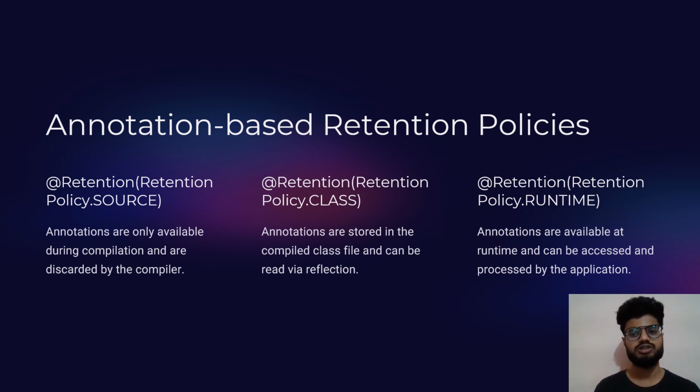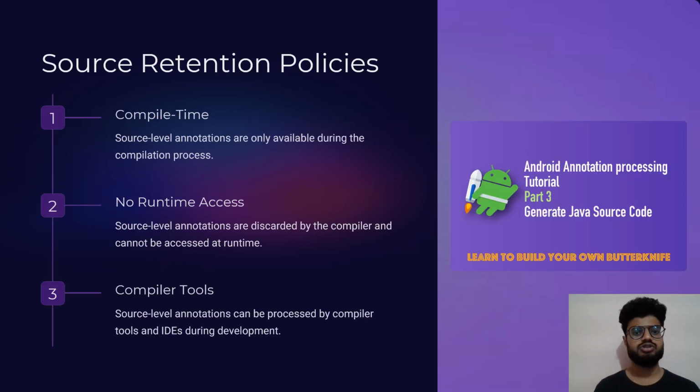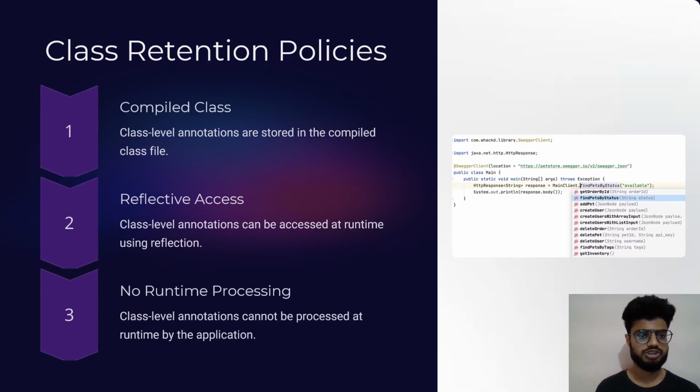The third one is RetentionPolicy.RUNTIME, which is the actual retention policy used during the runtime of the application processing. The first one is source-based retention policy. The three basic properties I am going to explain are, first, compile time: it is only available at the source code level and has nothing to do with runtime access. The second point is no runtime access, and the third is compiler tools. The source-level annotations can be processed by the compiler tools and the IDE during development, as mentioned. The second one is class-based retention policies.